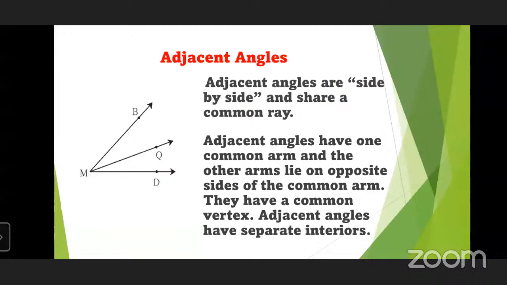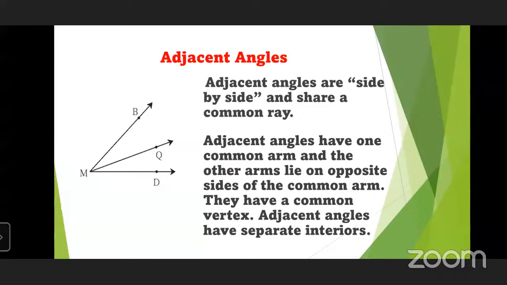Now, adjacent angles. Adjacent angles are side by side and share a common ray. Now let's see in the figure. There are two angles with the same vertex. First is BMQ and second is QMD. Adjacent angles have one common arm and the other arms lie on opposite sides of the common arm. They have a common vertex and separate interiors.